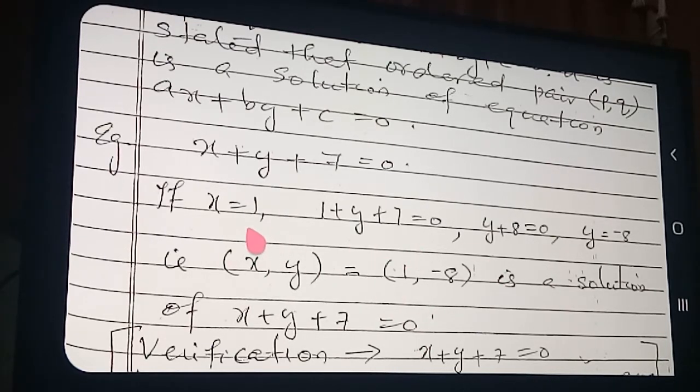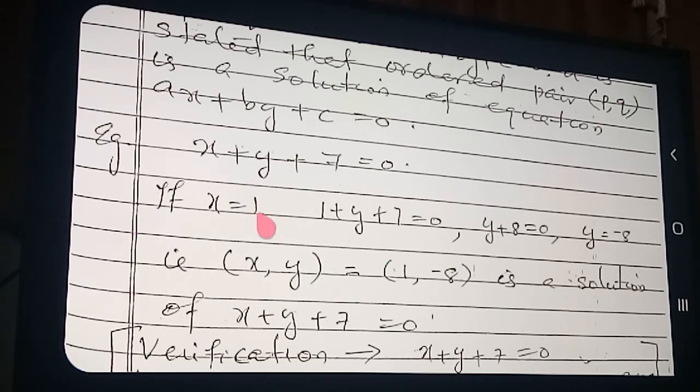Now you can give any value for x. You can give x = 2, x = 3, x = 4. If we are explaining on the board, we can give more and more examples. If you give x = 2, then what will you get as the value of y? Here x = 2 gives 2 + y + 7 = 0. So you will get y = -9. In such a way you can give any value.